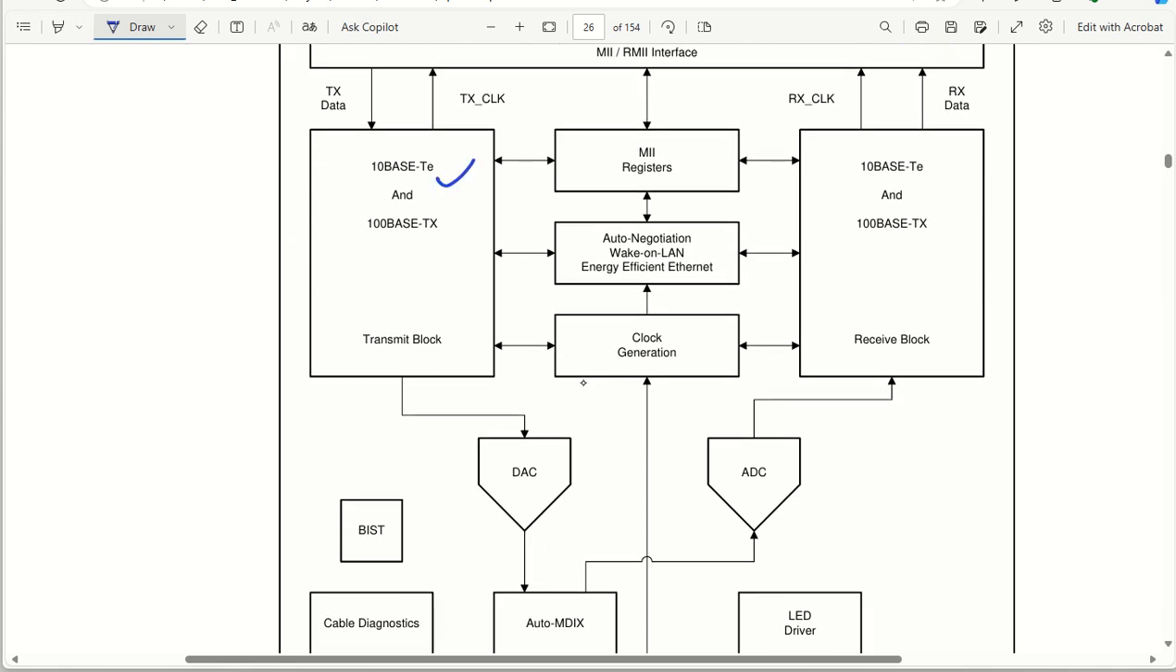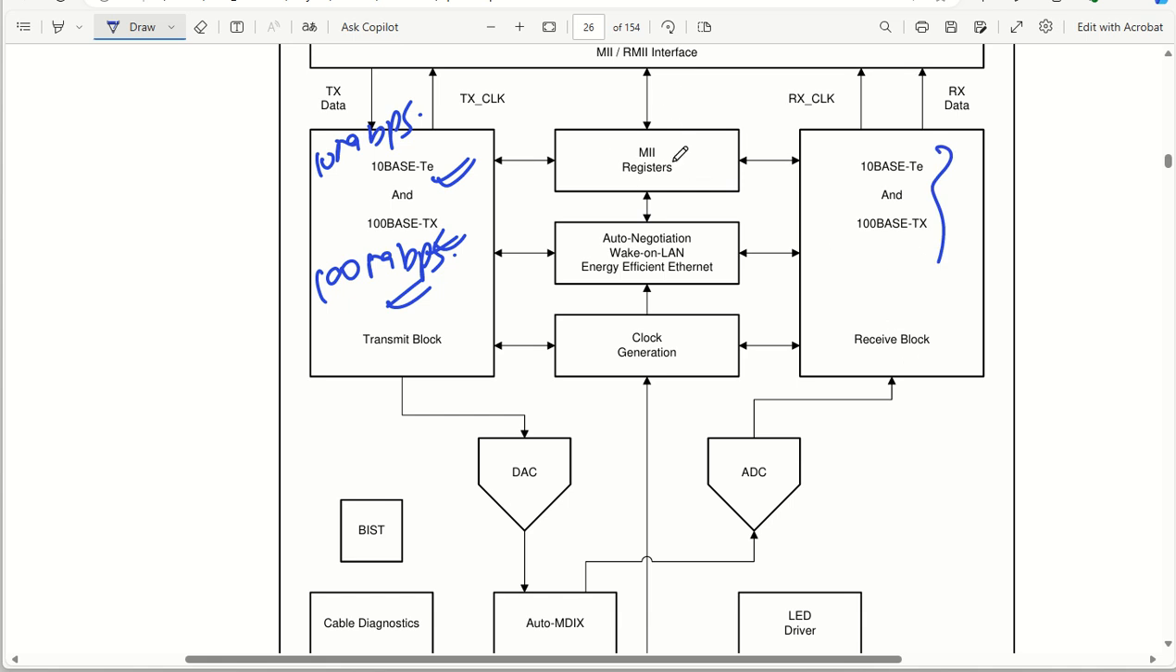There are two options. One is 10BASE-T and another one is 100BASE-TX. So 10BASE-T is basically 10 Mbps speed and 100BASE-TX is basically 100 Mbps speed. Okay, so these are the things that are there. So this is nothing but your transmit block. In the receive block you have the same two speed options.